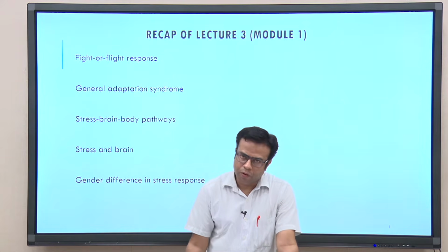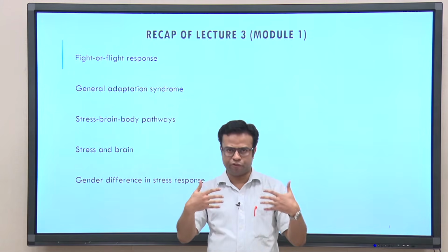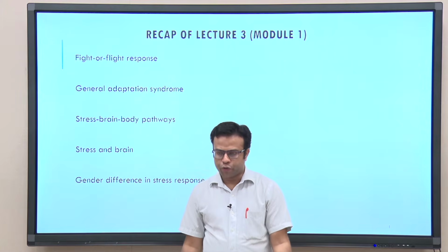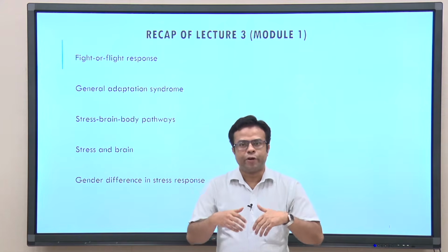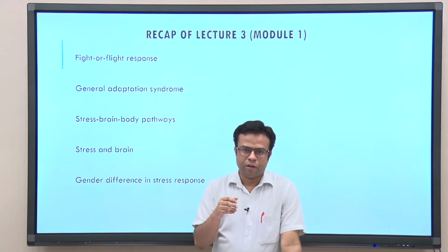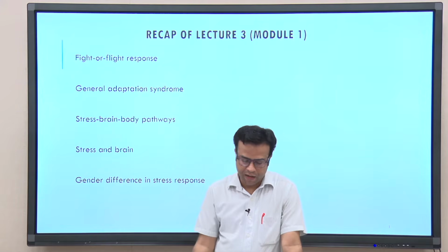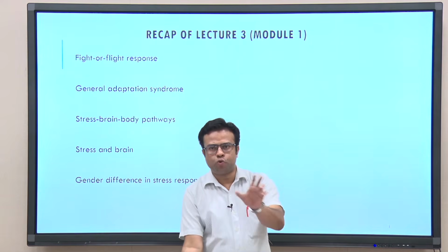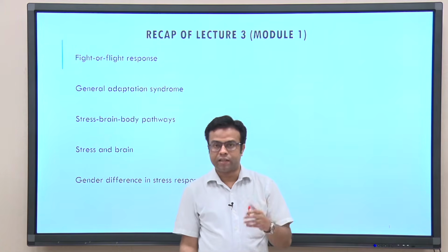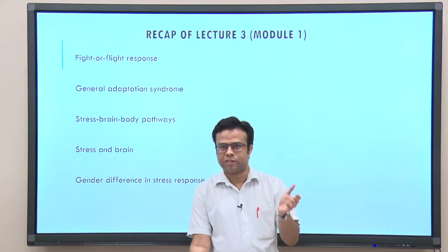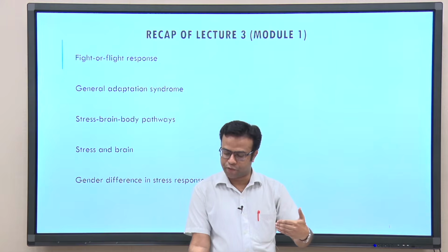Then we discussed how stress is connected to the brain and body, particularly in terms of physiological reactions. In that we discussed particularly that whenever we experience stress, the amygdala is activated, and then it further activates the hypothalamus, which then activates 2 pathways. One is called the SAM pathway, and another is called the HPA system. So, there are 2 pathways by which the body responds to stressful experiences.